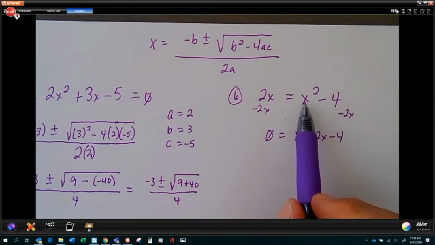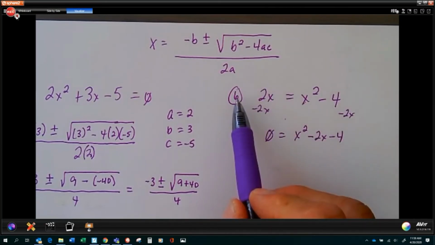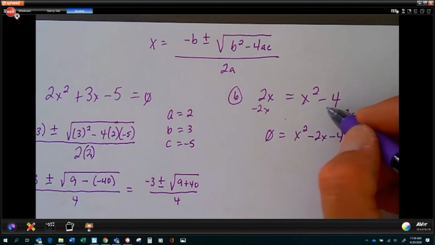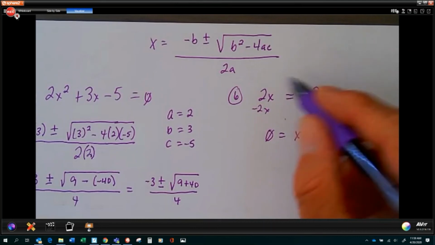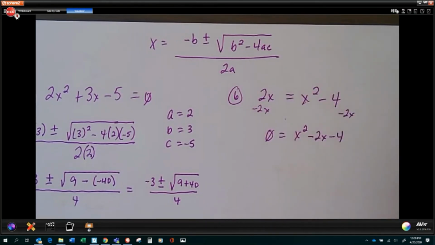If you wanted to pull the x squared over here, then you're going to add x squared to both sides and add 4 to both sides and keep it as 0. Either way, you're going to come out with the same answers. I'm going to choose to keep the x positive. Now, the parabolas are going to look different. With a negative x, it's going to open downward, and a positive x is going to go upward.